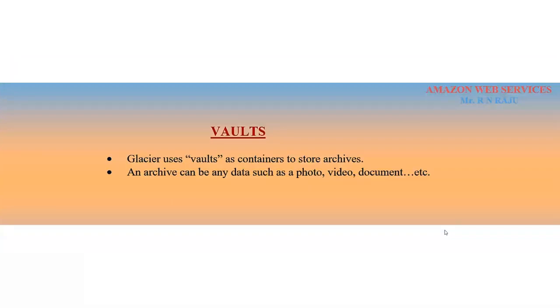And then here in that case, vaults. So S3 uses the bucket concept, but Glacier uses the vault concept. So both are containers. S3 buckets hold objects, but a vault holds archive files, that is zip files. Again, a vault is also a container for storing archives, but an archive can be any data such as photo, video, document, like that.